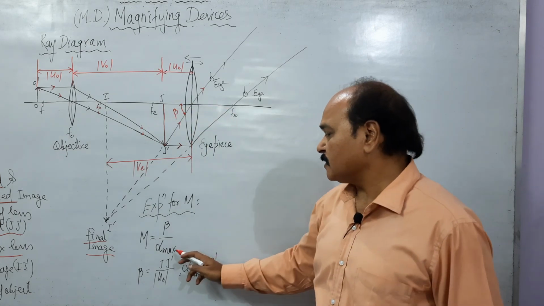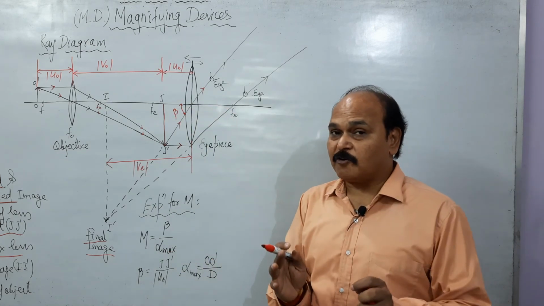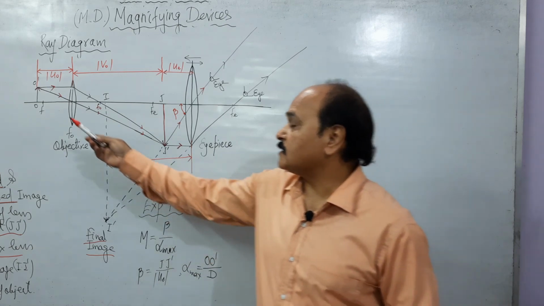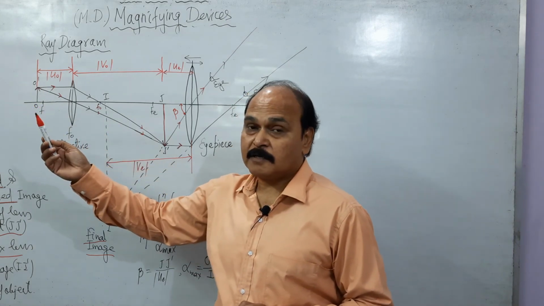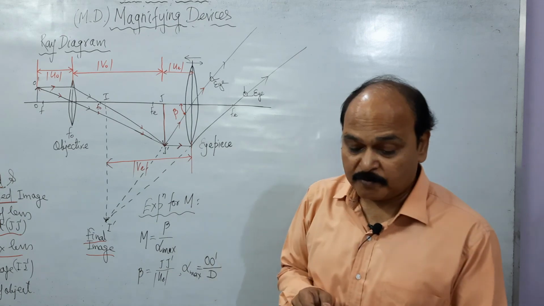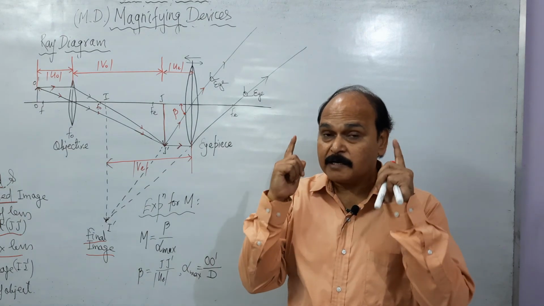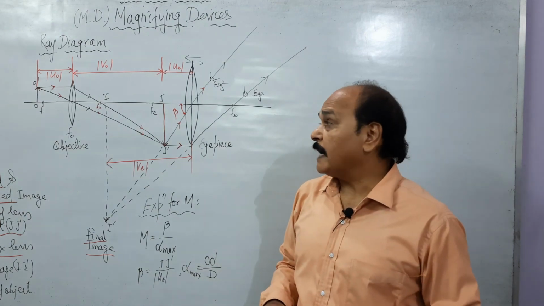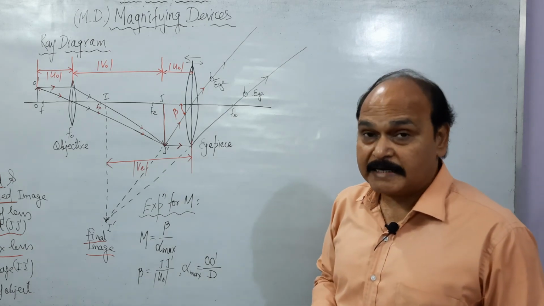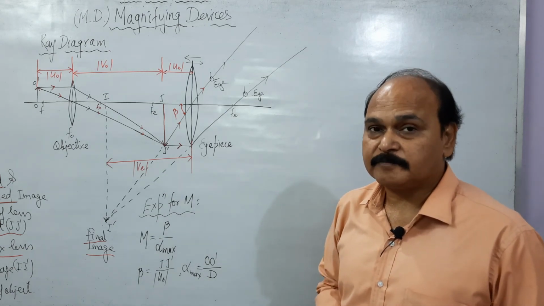And what is alpha max? Alpha max is the maximum visual angle formed by the object O dash, and that maximum visual angle is formed by object O dash over I when object O dash is kept at least distance of distinct vision, that is 25 centimeter.